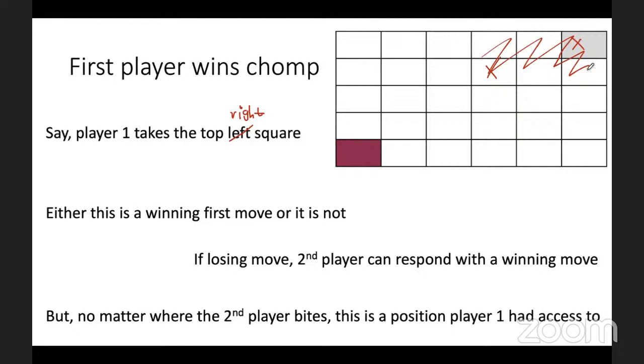Which means that the first player could have started by taking that bite right there. So either by taking this top right square or by taking whatever the second player's winning response was, the first player could have won the game. So even though it's hard to figure out explicitly what a first player strategy is on this general m by n board, you can say that there is some way for the first player to win this game.